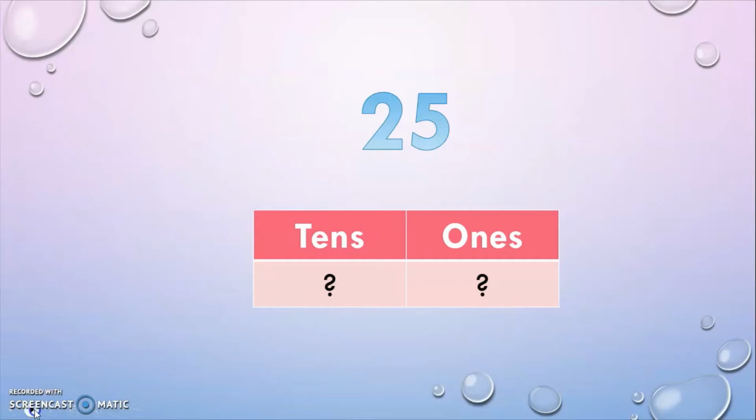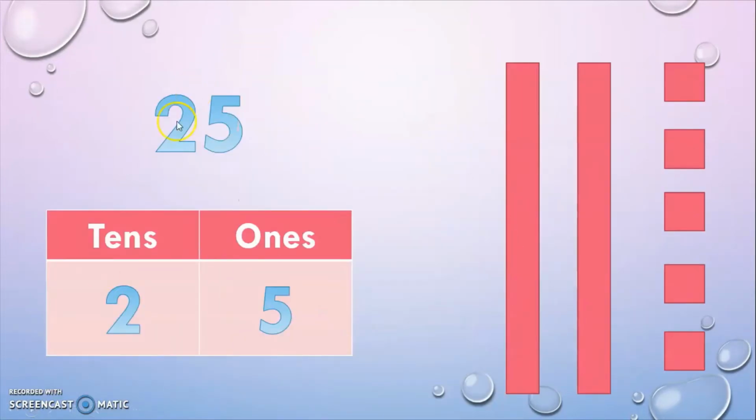All right, let's see. So 25 looks like this in a place value chart. It has 2 tens and 5 ones. So counting this, we would see 10, 20, 21, 22, 23, 24, 25.